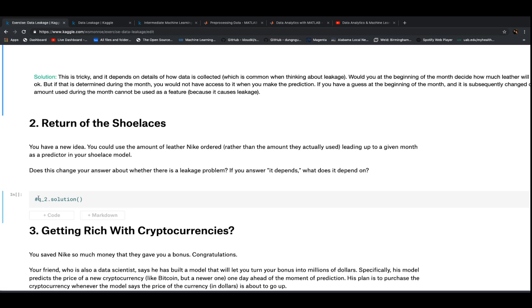Yeah, that's a tricky one. It would certainly not be a leakage problem, target leakage, because you would always have that value, how much leather Nike ordered. But it may at least not be helpful. At least they don't say anything about how that model does. I don't imagine it will do so well.